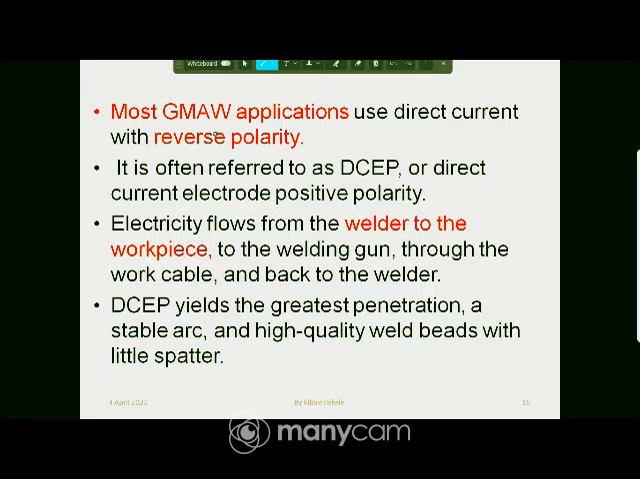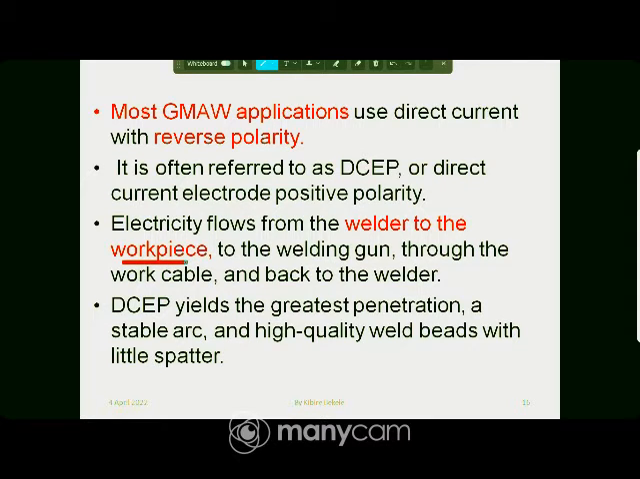This means it's not always, but in most cases, most gas metal arc welding applications use direct current reverse polarity, often referred to as direct current electropositive, or for short, DC electropositive. In this case, electricity flows from the welder to the workpiece.